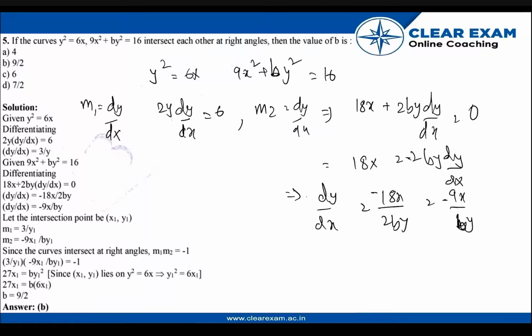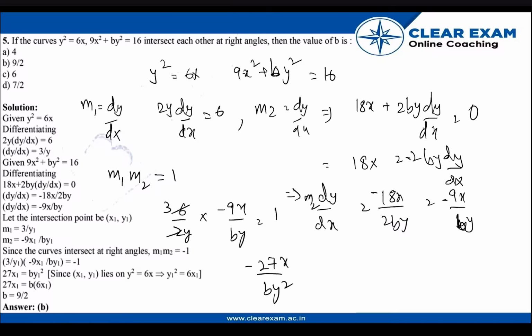So look, we have m1 and m2. We already know that m1 into m2 equals minus 1. Let's multiply these two equations. First we have 6 upon 2y multiplied by minus 9x upon by equals minus 1. Let's cancel this out. So we have minus 27x upon by square equals minus 1.